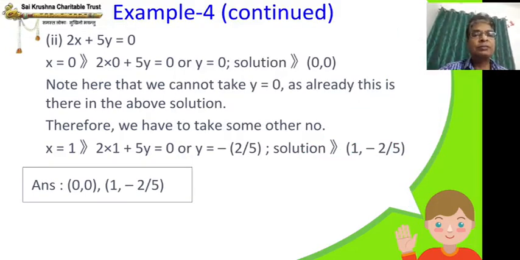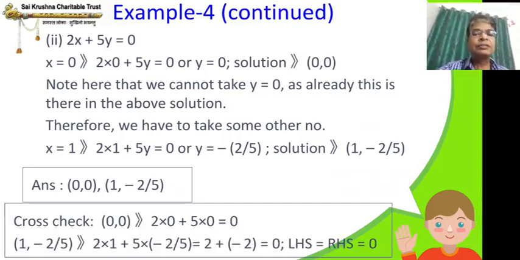Next step. What is the next step? Yes, I am sure all of you would have done the cross check. For 0, 0, yes, it is matching. It is 0. Again, the next one, 1, minus 2 by 5. If I substitute all the values, again I am getting LHS equal to 0. So LHS equal to RHS equal to 0. Fine. Yes. So pause the video, note down these steps, and then we'll move to the next question.